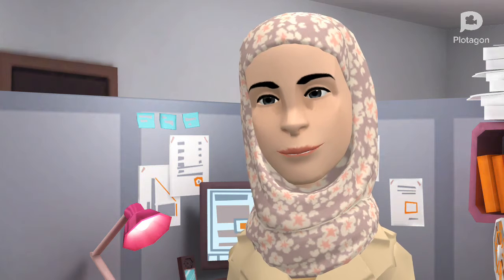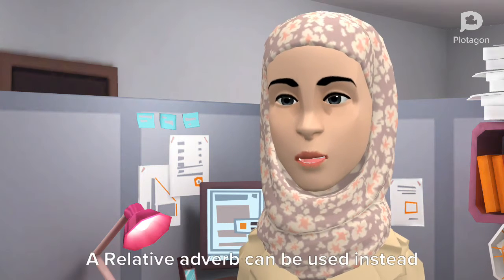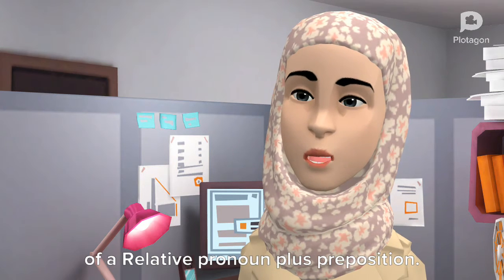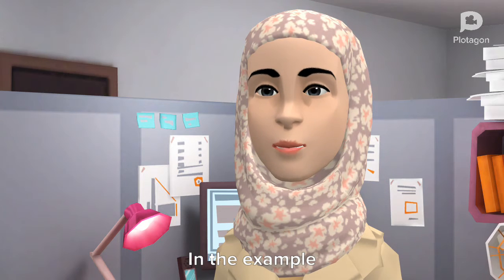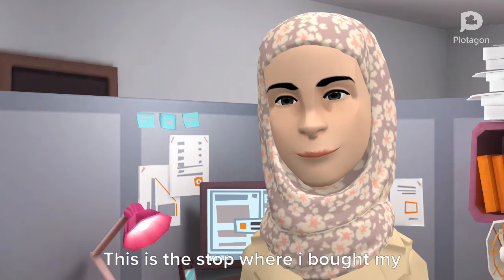Relative adverbs. A relative adverb can be used instead of a relative pronoun plus preposition. In the example, this is the stop where I bought my bike.